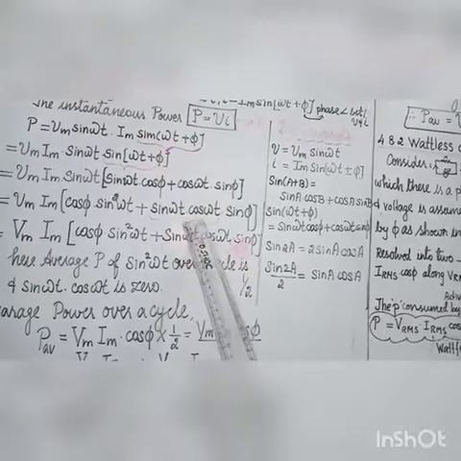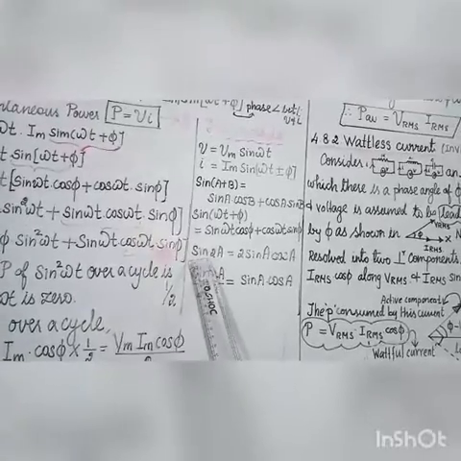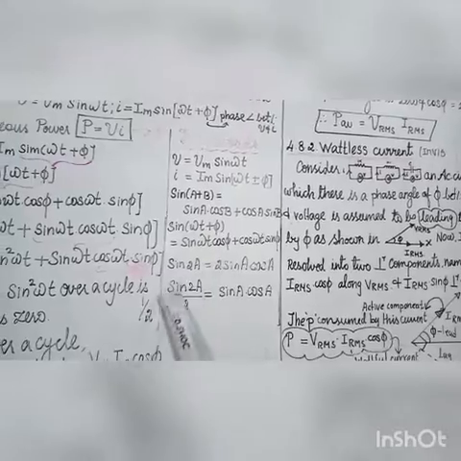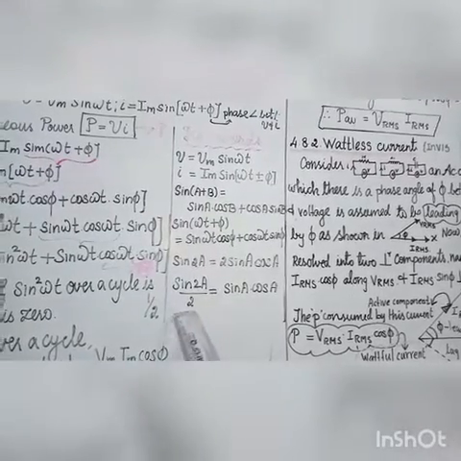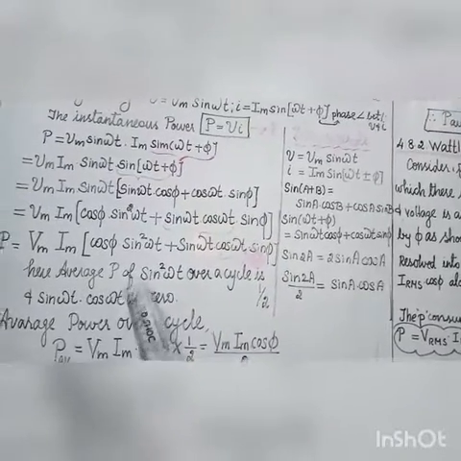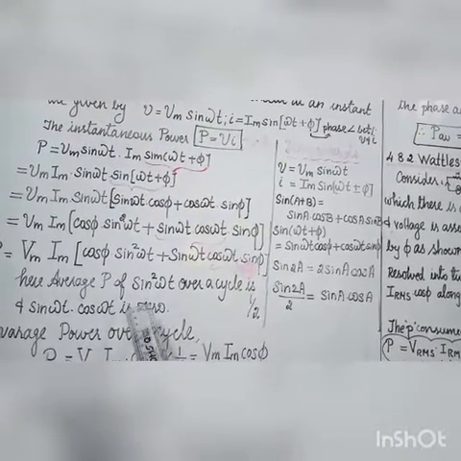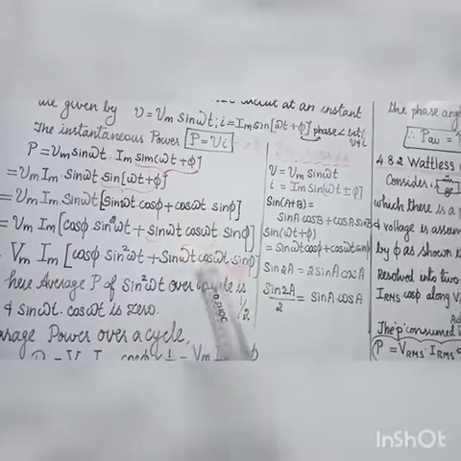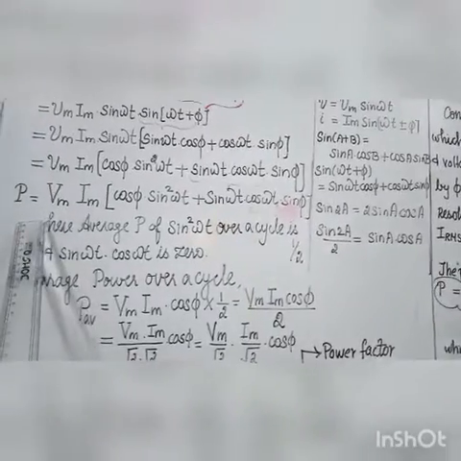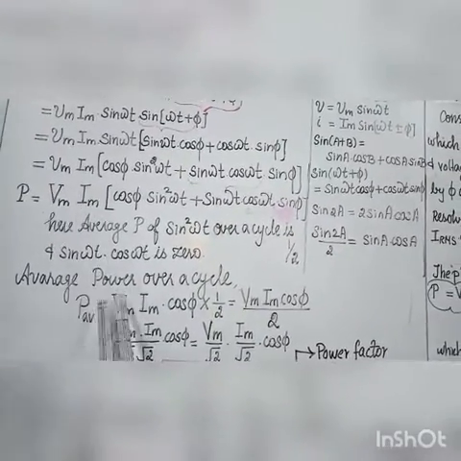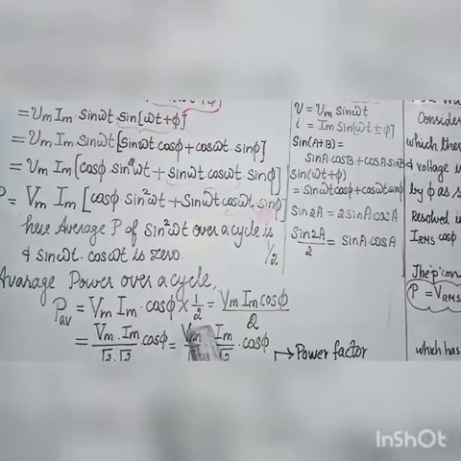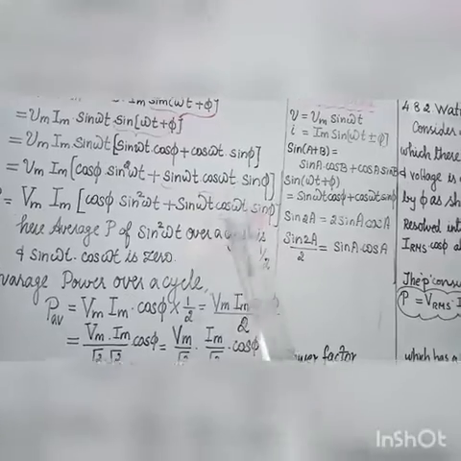This uses the mathematical formula sin 2A is equal to 2 sin A cos A. Dividing by 2, sin 2A divided by 2 is equal to sin A cos A. Now the substitution: sin squared omega t is equal to half, and sin omega t cos omega t is 0. So the average power over a cycle is P is equal to Vm Im cos phi times half, and the other term is 0.